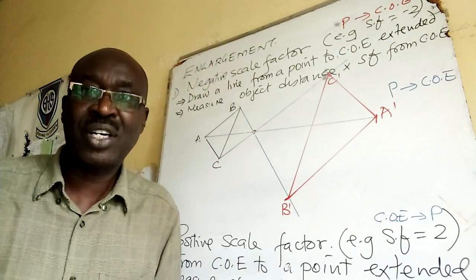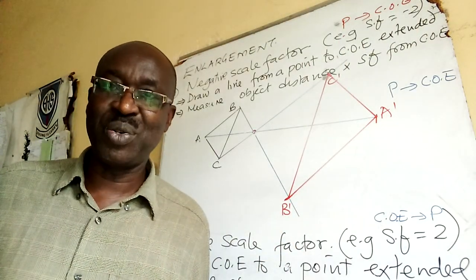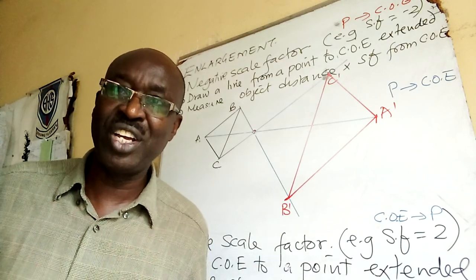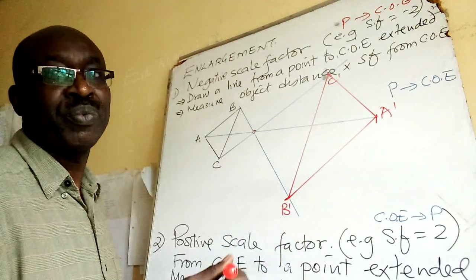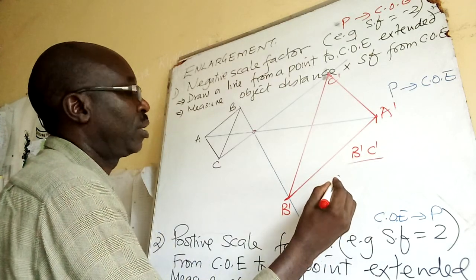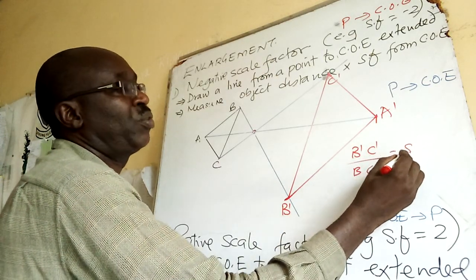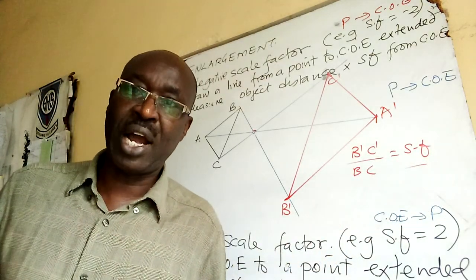Okay, so when you master those two, try again on your own, just a normal figure, give yourself scale factor 3 and a -3, and then you can counter check. You can have B prime, C prime measured over B, C. It must give you scale factor. That is how you check if you are right.